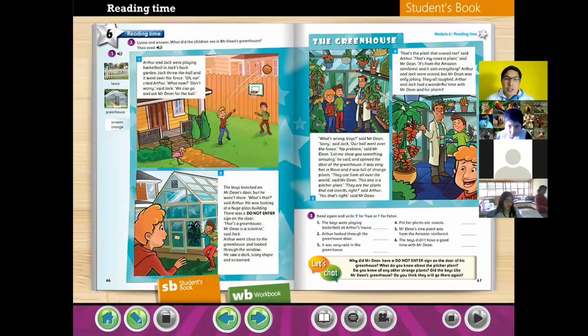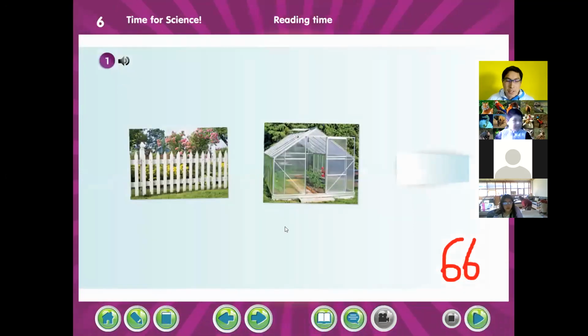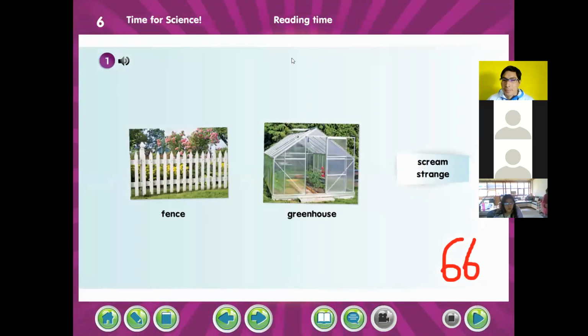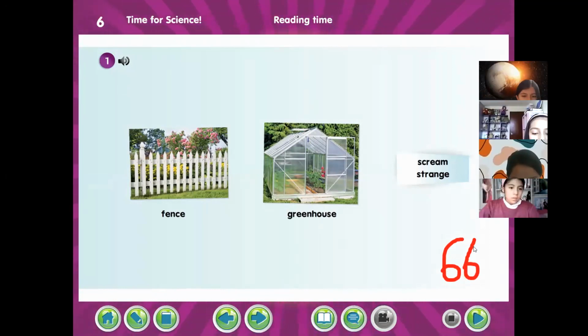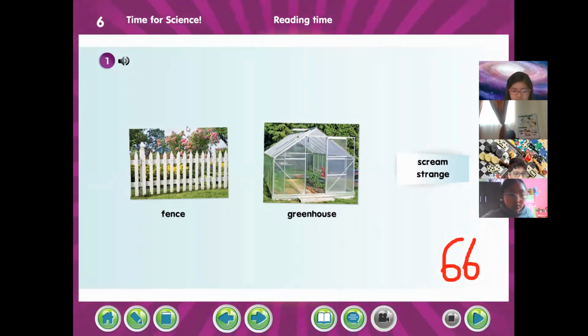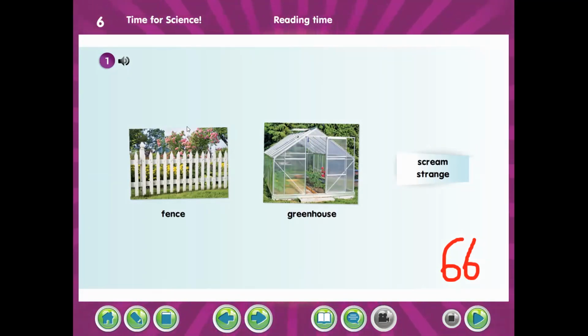Please open your student books, page 66. Let's start with the vocabulary. Open your Young Stars, the student book. And now we are going to work with the story, The Greenhouse. Open your student books, page 66. Listen and repeat, please. Open your microphones.